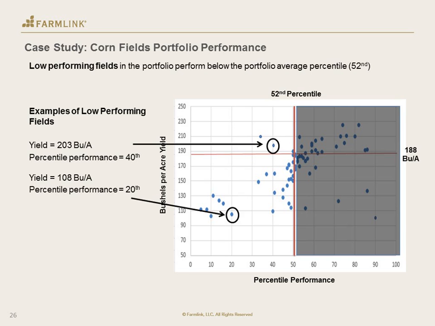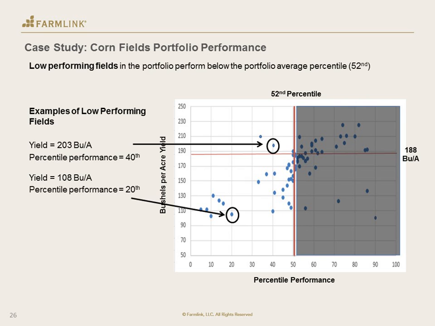In the upper left-hand quadrant, we see two fields with high absolute yield. They're performing below the portfolio average percentile performance. Now, dissecting these fields would be a good idea. They may have been considered as performing at a top level based on their absolute yield, but the percentile performance indicates there's still plenty of opportunity to improve performance. Again, back to high yield does not always mean high performance and no opportunity.